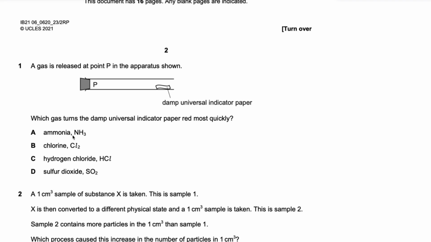Is it ammonia? No, because something that will turn it red is an acid. Acid turns the blue litmus paper red. So ammonia does not turn it red. Okay, chlorine, no. Hydrogen chloride gas, yes, because this is an acid, right? So this will be C. Red. Let's put it red.